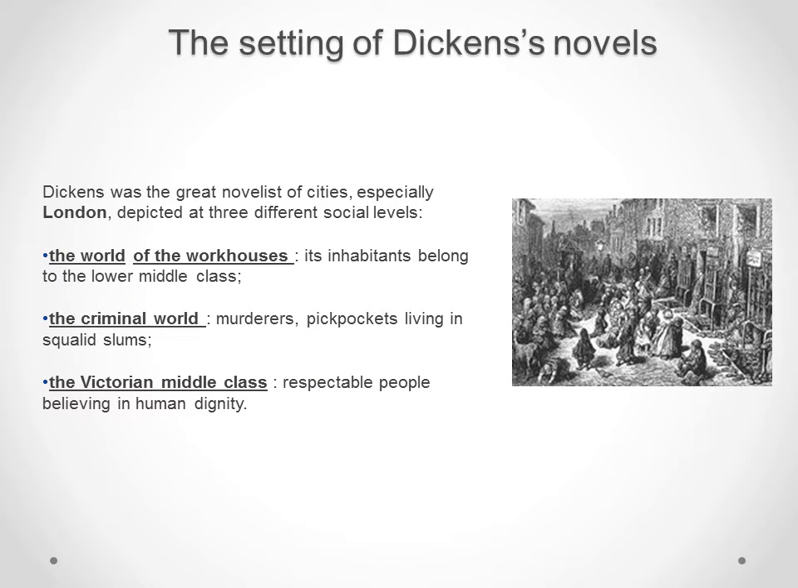The setting of Dickens's novels. Dickens was the great novelist of cities, especially London, depicted at 3 different social levels. The world of the workhouses, its inhabitants, belonged to the lower middle class. The criminal world, murderers, pickpockets, living in squalid slums. The Victorian middle class, respectable people, believing in human dignity.